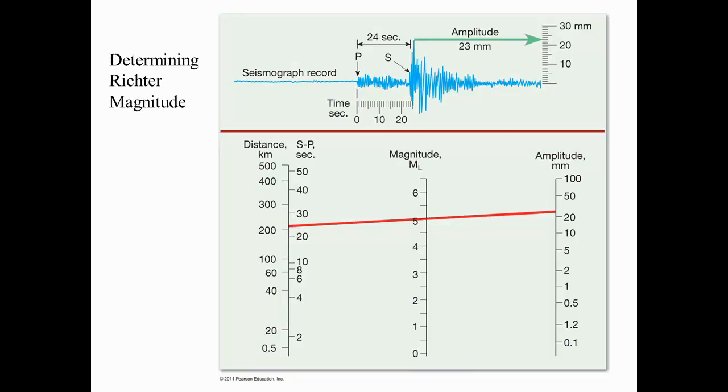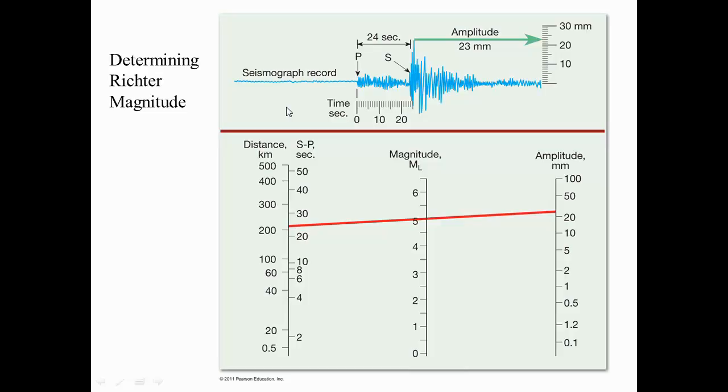So here is an example of determining the Richter magnitude. In the seismograph record shown on top, in this case we're looking at the maximum amplitude of an S wave. And notice that that amplitude has been measured to be about 23 millimeters in height. What we do then is simply go to the right scale of amplitude and plot that 23 millimeter value as shown in that lower figure.